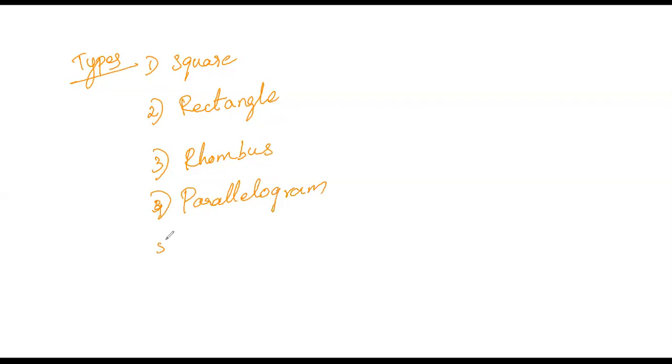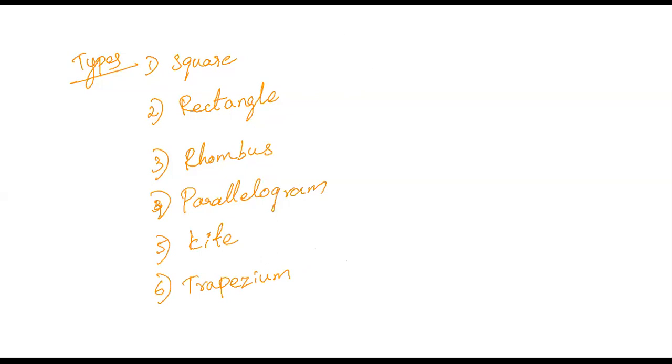So kite has four sides. And the last one, let's call this a trapezium. Or else we can call this a trapezoid. Both are the same. So these are the six basic types of quadrilaterals. Each one of these types has 4 sides. You can see that. Exactly, all of them are quadrilaterals.